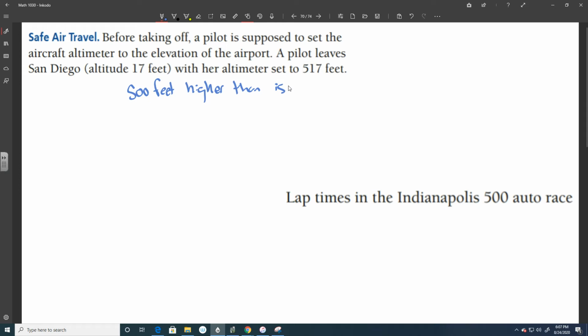Well, that's not unpredictable. She made that measurement. She physically did that. We know exactly the difference. So that right there would be a systematic error. And hopefully she remembers as she's flying over the mountains that she's not as high as she thinks she is, right? Lap times in the Indianapolis 500 auto race.